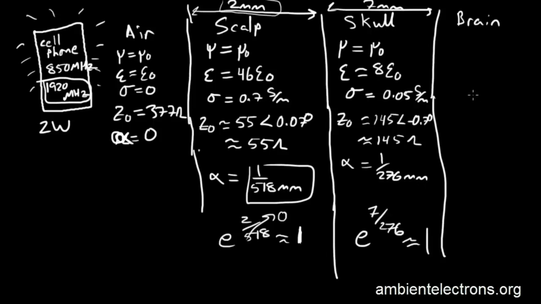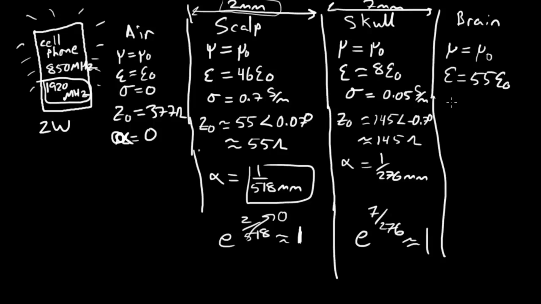The last set of characteristics we need are for the brain, and the brain is going to have again a permeability of mu naught. There's no magnetic material here, folks. No spinning electrons causing spin, causing the magnetic field. Okay, the dielectric constant is going to be 55 times epsilon naught.